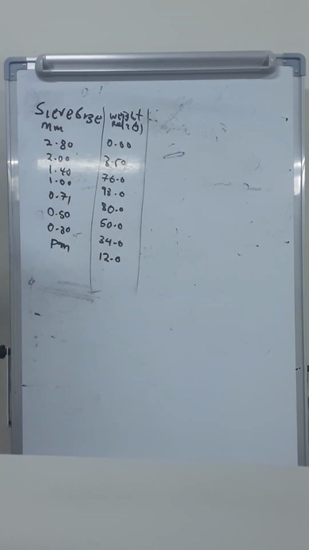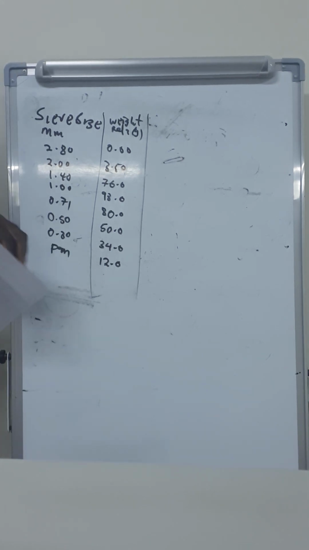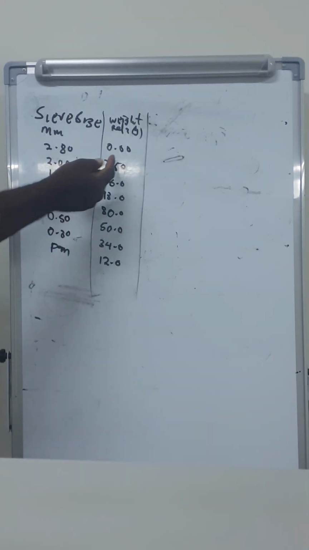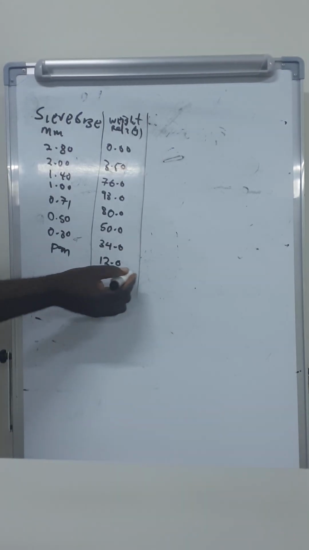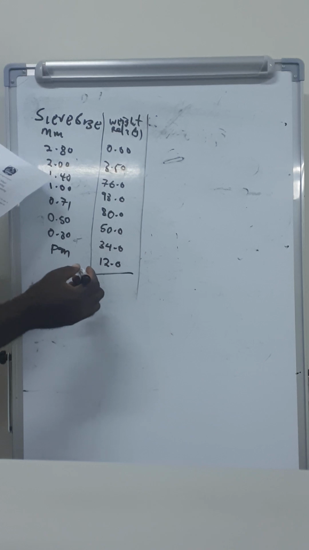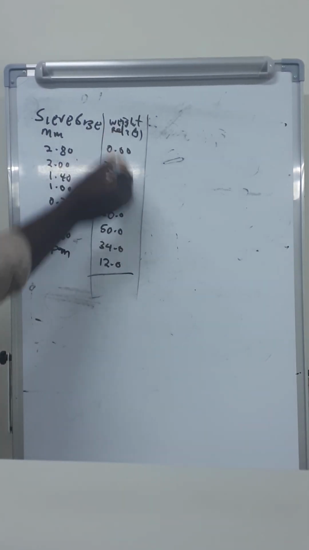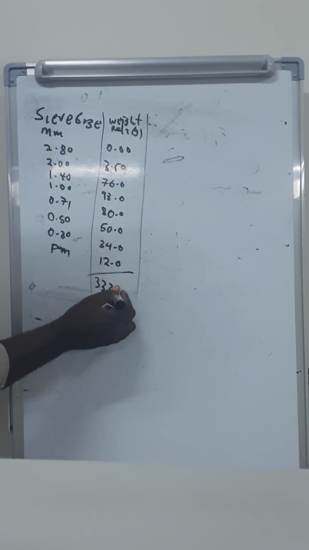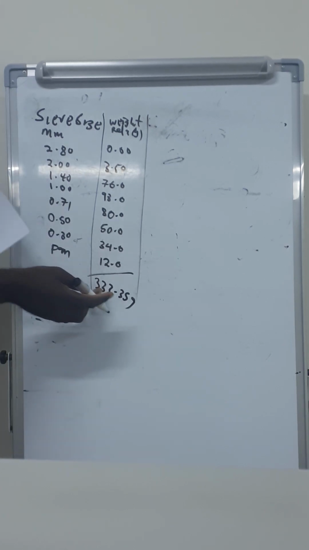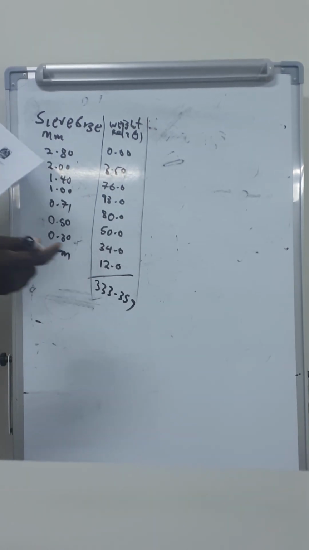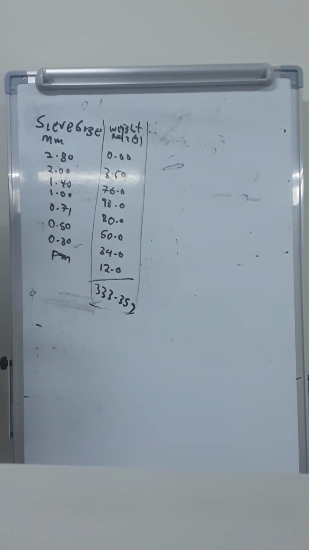So the first step is to get the percentage retained. The percentage retained can be calculated by taking the weight retained divided by the total weight. When we sum these values using a calculator, we get 333.35 grams. So this is the total value of the weight retained.